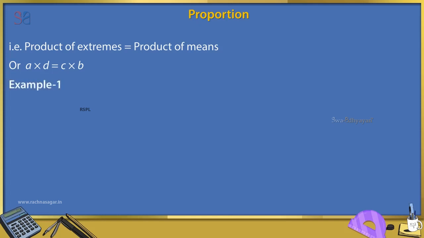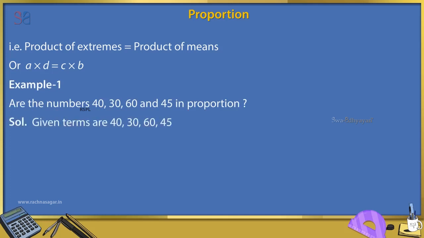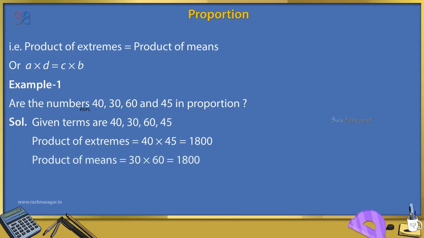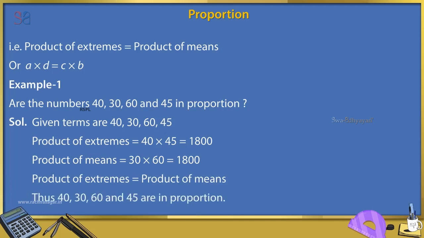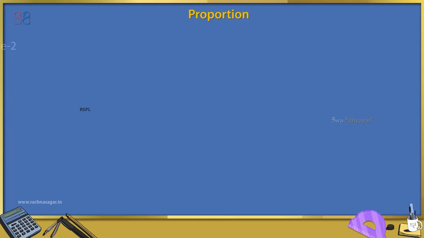Example 1. Are the numbers 40, 30, 60 and 45 in proportion? Solution. Given terms are 40, 30, 60, 45. Product of extremes is equal to 40 into 45 is equal to 1800. Product of means is equal to 30 into 60, which is equal to 1800. Product of extremes is equal to product of means. Thus, 40, 30, 60 and 45 are in proportion.